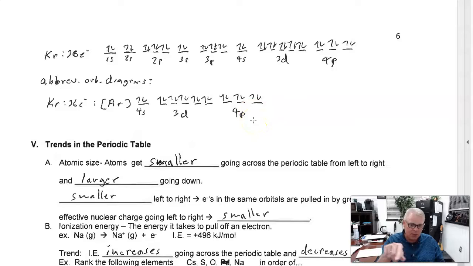P sub x, P sub y, P sub z. And there's my 6 electrons. Notice that everything is paired in the orbitals. 2 electrons in the same orbital have to have opposed spins. Count them up. Bet you get 36 arrows. 36 electrons. And that's how you do an orbital diagram.